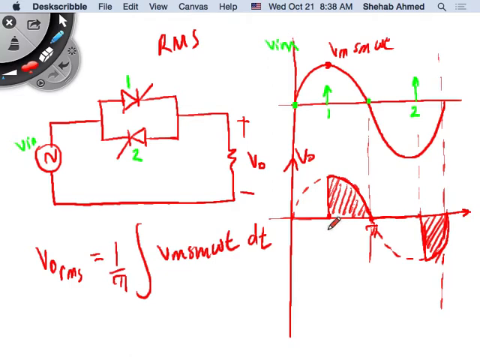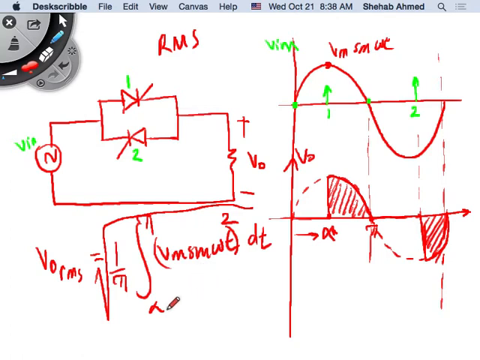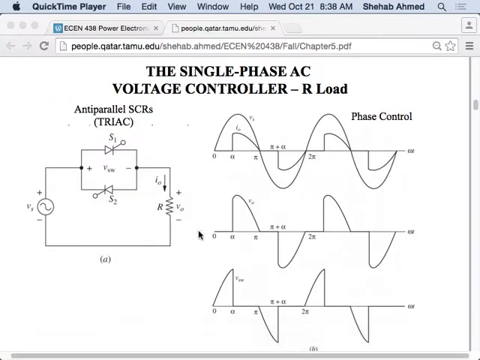From where? From alpha, sorry. This would be your firing angle alpha, from alpha until pi, and then this would be squared, right? So I squared the waveform. I found its mean value, so 1 over the period, integration over the period, and then I've placed everything under the square root. So that's the RMS value. So obviously the RMS value will depend on alpha.